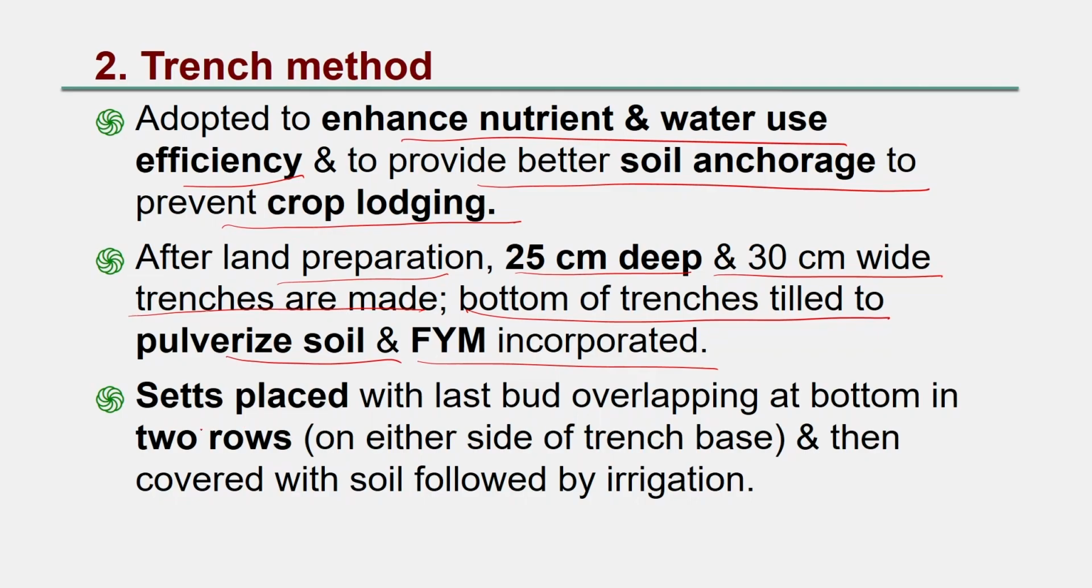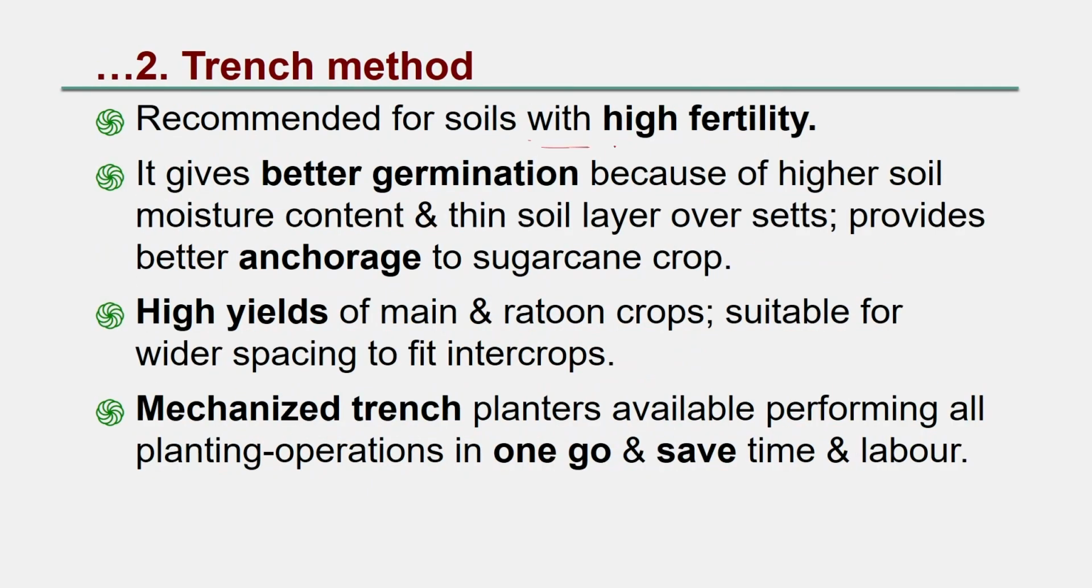Then sugarcane sets are placed with the last bud overlapping at the bottom, in 2 rows on either side of the trench base, and then covered with soil followed by irrigation. Recommended for soils with high fertility. It gives better germination because of higher soil moisture content, and a thin soil layer over the sets provides better anchorage to the sugarcane crop. So, in trenches the moisture retention is more and the canes are covered with a thin layer of soil. Therefore, germination is excellent in the trench method.